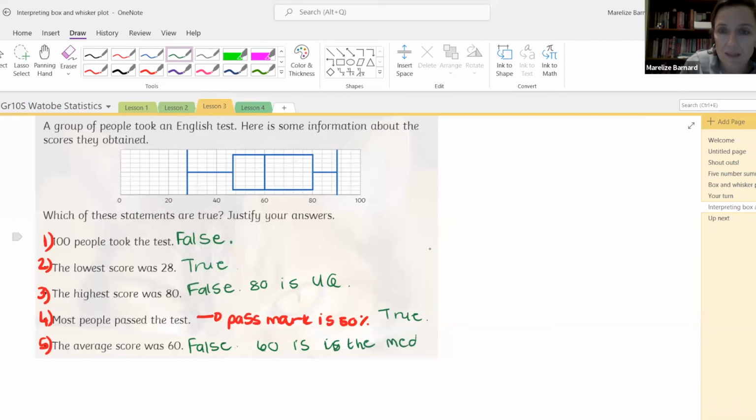Yeah, okay. So we cannot calculate the mean from this. People are getting confused with the mean and the median. We cannot calculate the mean because we can't tell how many people actually took the test.